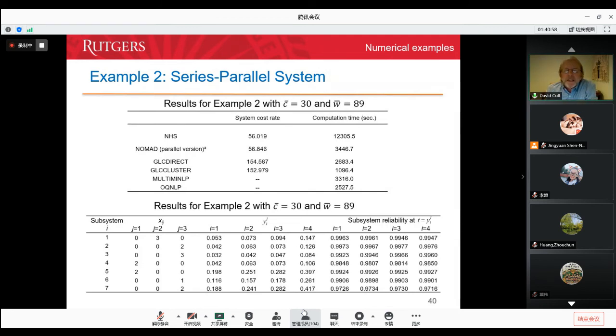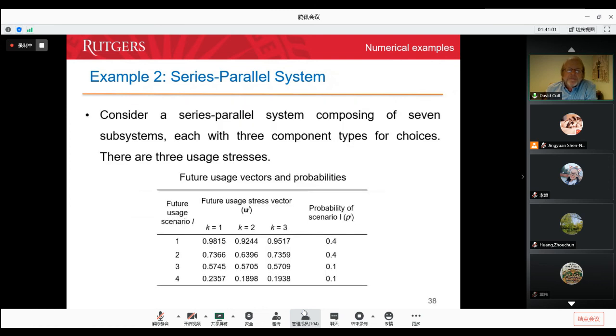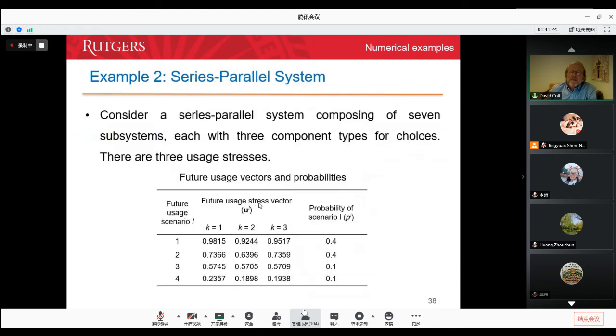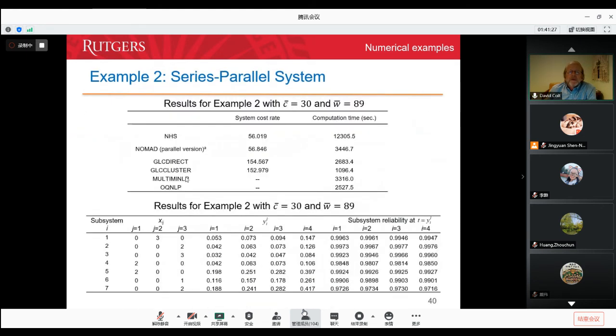I don't necessarily expect you to remember. Actually, let me go back. So Nomad, the GLC direct and GLC cluster were the best. GLC direct and GLC cluster had significantly the smallest computation time. This NHS was not the best, but it was close. Now let's go to the big problem. The ones that were best for the small problem are terrible. In fact, some of them won't converge at all. And look at the computation time.